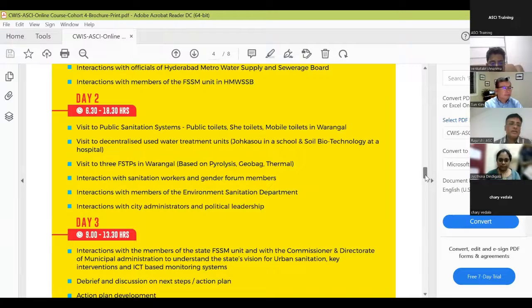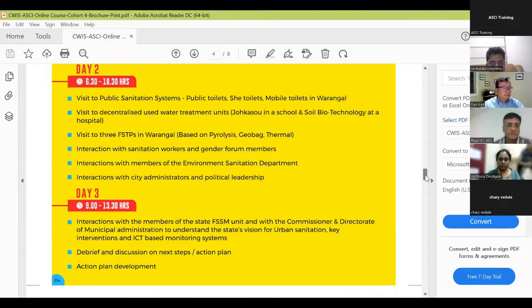We would have an interaction with the sanitation workers, gender forums. We would have a talk with the environmental sanitation unit, as well as the city administration and the political leadership there, to understand how CWIS works in Warangal.